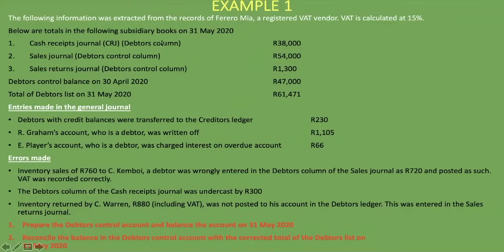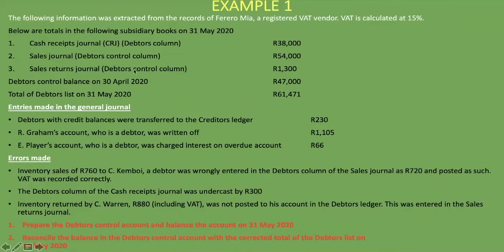Remember here, when you're dealing with the reconciliation of the debtors control account and the debtors list, or the debtors ledger, we are dealing with the debtors column of the various journal accounts. So the cash receipts journal, the debtors column, meaning the money we have received from our debtors, as at the 31st of May 2020.